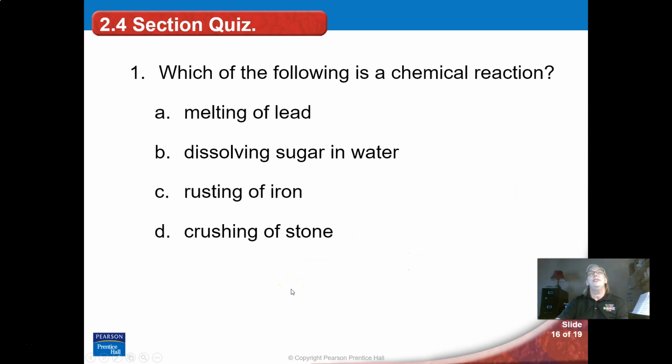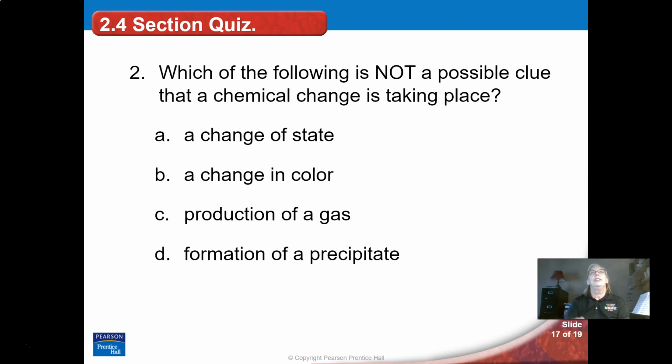Which of these is a chemical reaction? We talked about it at the beginning. Let's see if you remember. Rusting changes from a metal color to an orangey red color. So that's a chemical change. Which is not a clue that a chemical change is taking place? What do you think? If we have something going from a liquid to a solid, that doesn't mean we have a chemical change. A change of state is a physical change.